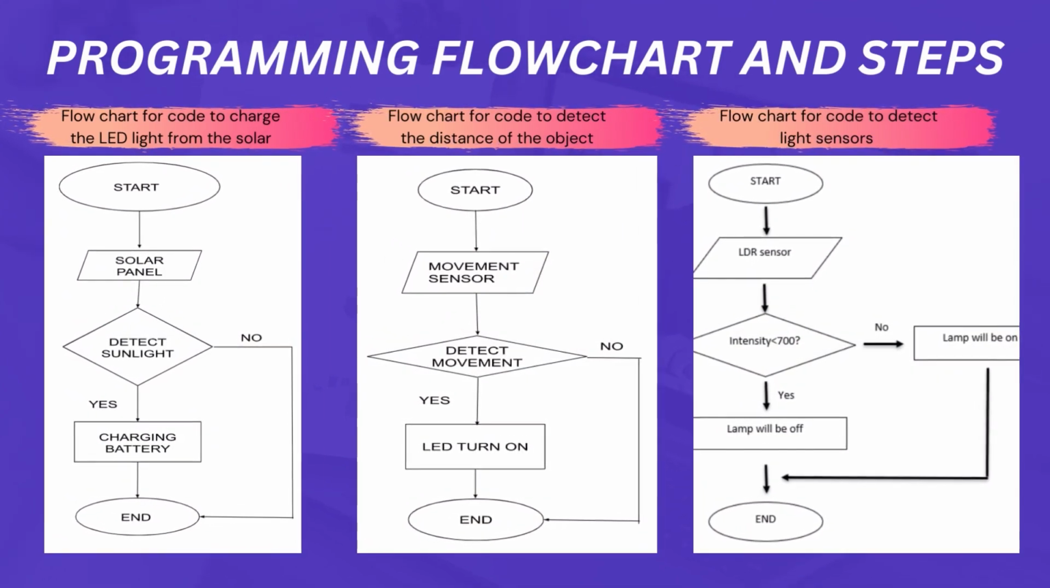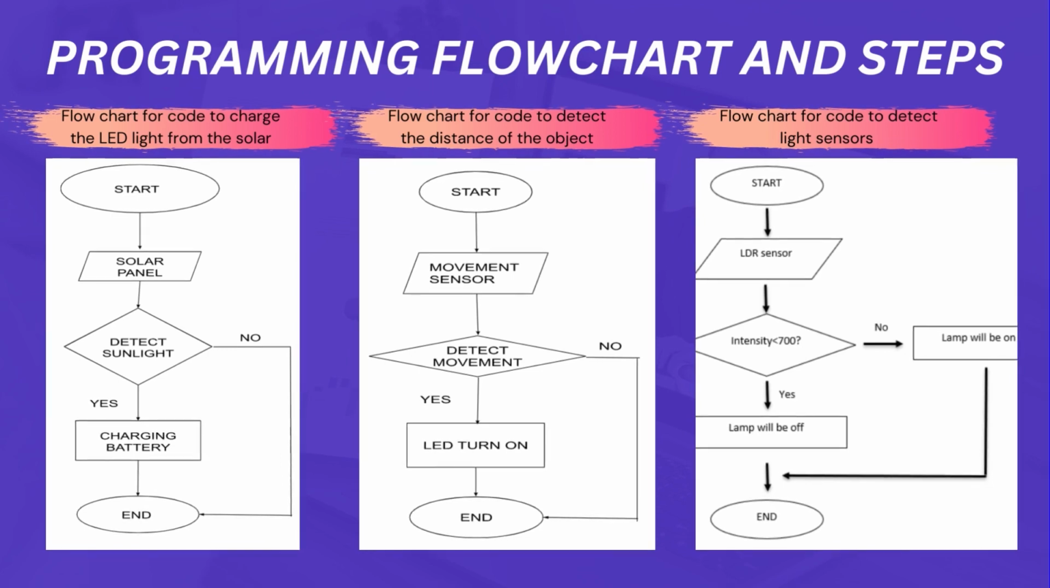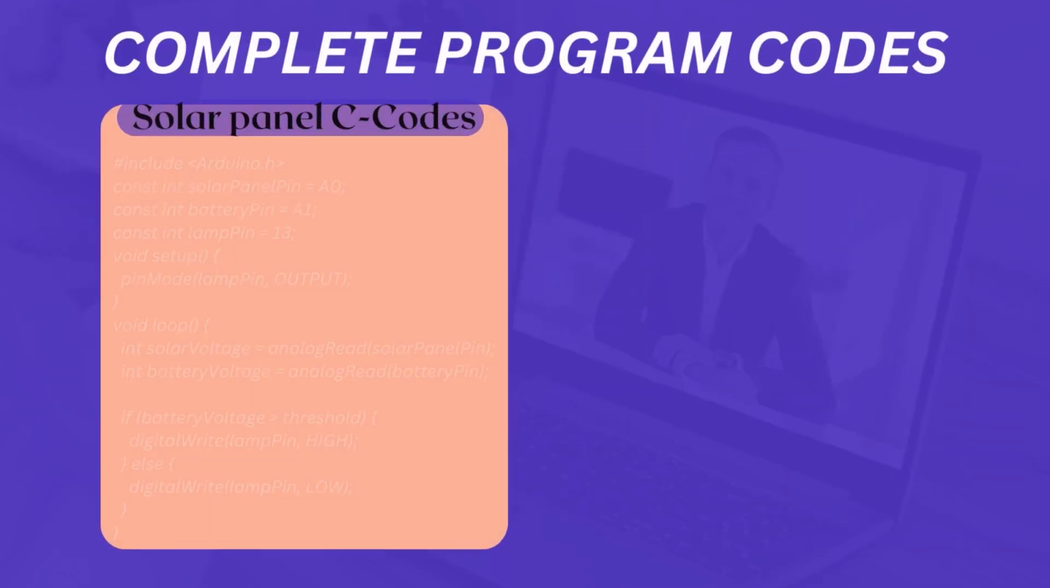So now we go for programming flowchart and steps. First, we have the flowchart for code to charge the LED light from the solar. The second flowchart is the code to detect the distance of the object, and the last one is the flowchart for code to detect the light sensors.